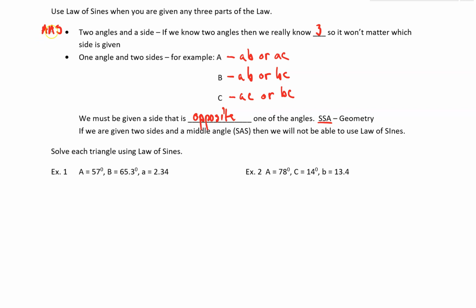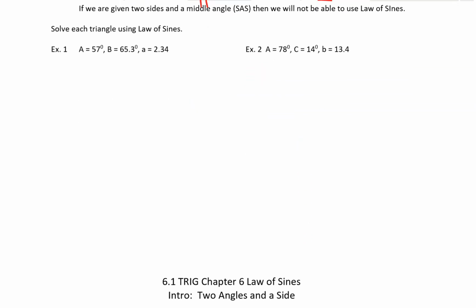Also, up here, I did say angle, angle, side. We could also say angle, side, angle, because even if we say it like that, you still could find the third angle, which would mean you would have an angle and a side opposite. So keep that one in mind as well. If we're given two sides and the middle angle, SAS, we cannot use the law of sines, and we have the law of cosines for that. So we'll talk about that. The easiest way to understand these things is to do a problem.